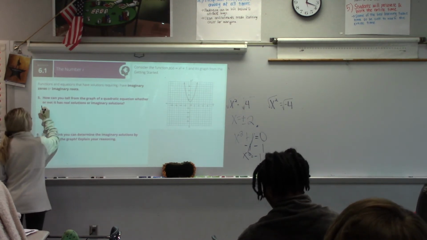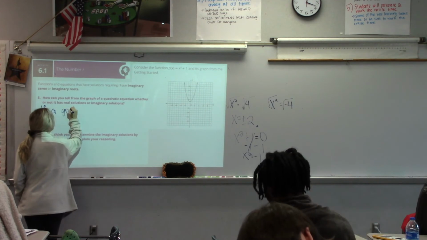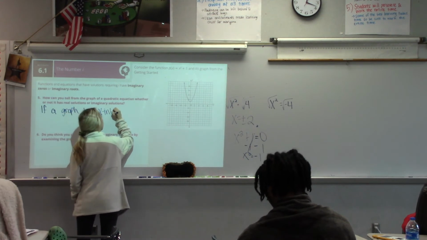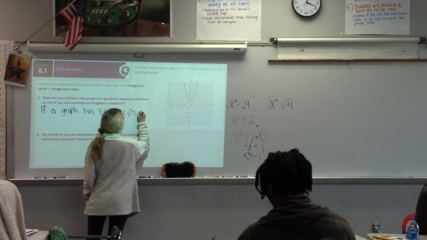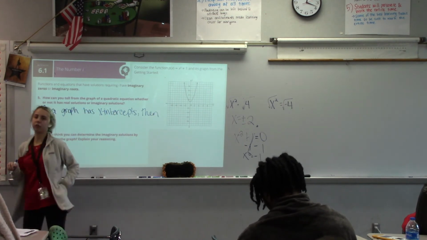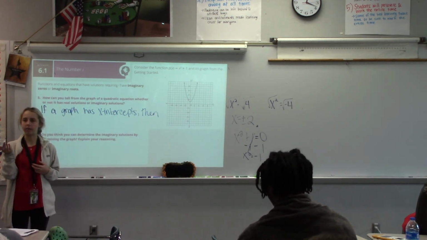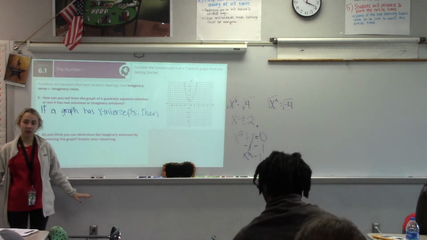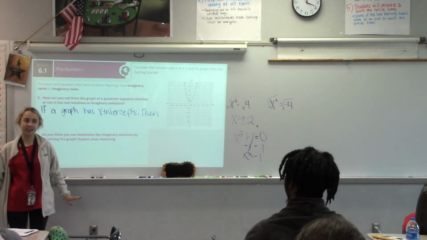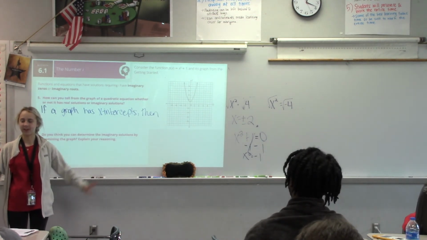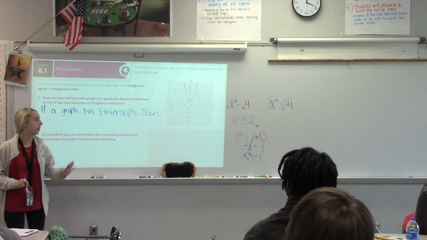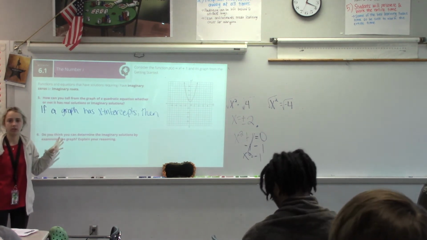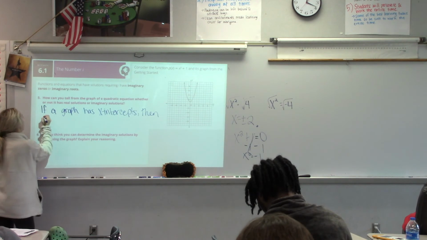So, we'll say if a graph has x-intercepts, then what kind of solutions does it have? Khalil, I'm going to make sure y'all don't just talk. Okay? So Khalil, if it crosses the x-axis, are those solutions going to be real or imaginary?